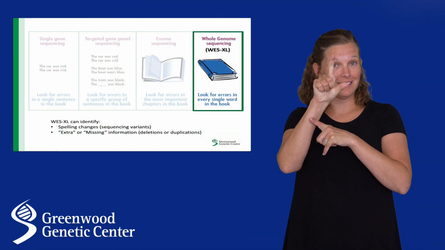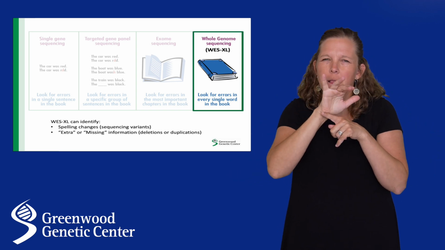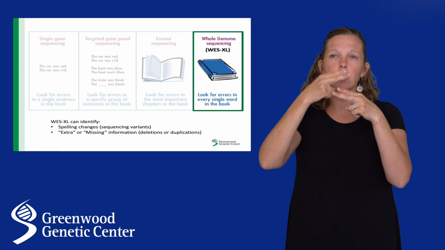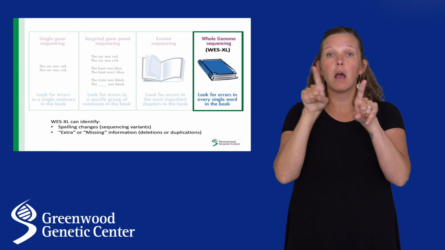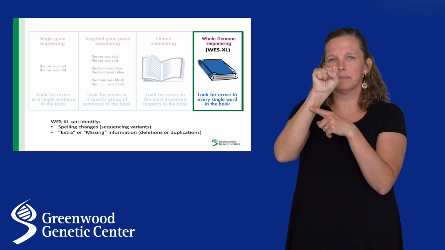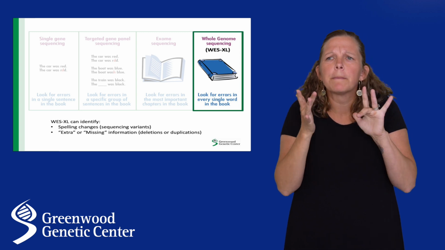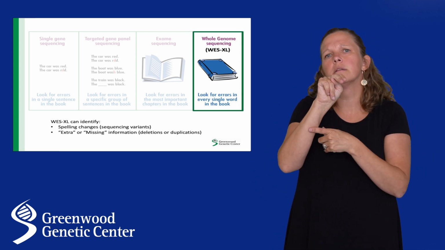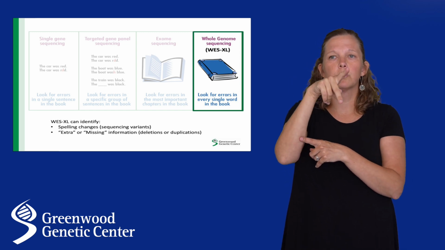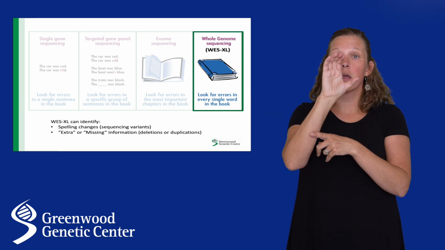WES XL is a genetic test that looks for spelling changes, not only in the pieces of genes that code for proteins, called exons, but also in the closely surrounding information called introns. It also looks for small missing or extra pieces of DNA known as deletions and duplications. We also call these types of spelling changes copy number variants.